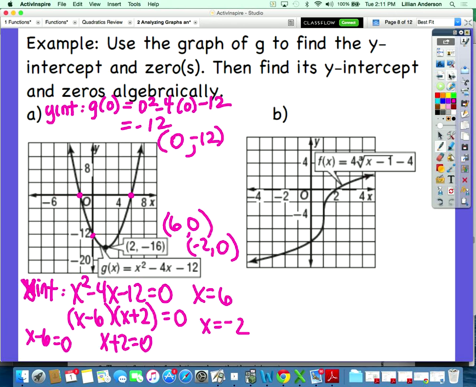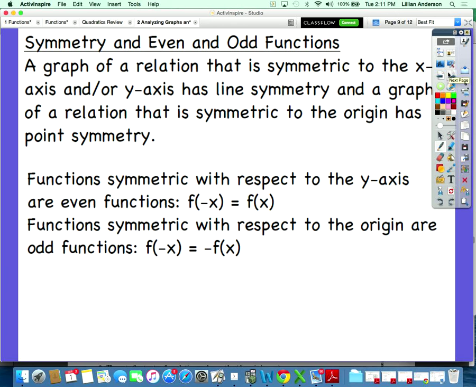Last thing, symmetry. A graph has line symmetry if it is symmetric to the x or y axis. Why? Because those are lines. And you have point symmetry if it's symmetric to the origin. Basically, you're going from the first quadrant to the third, or the second to the fourth. Symmetric.